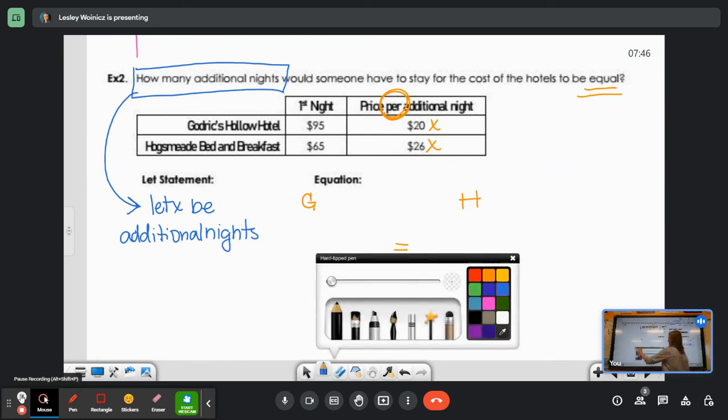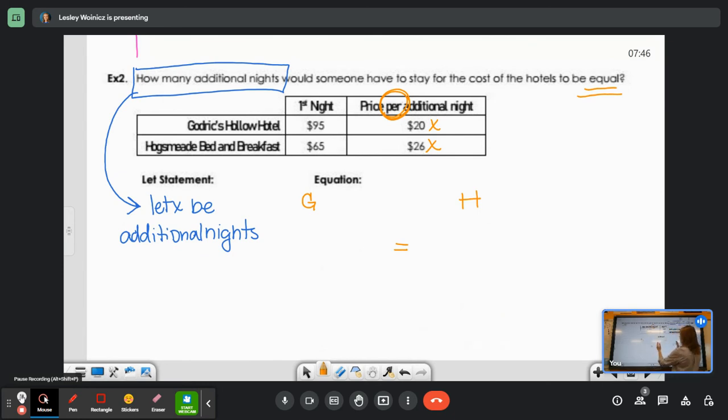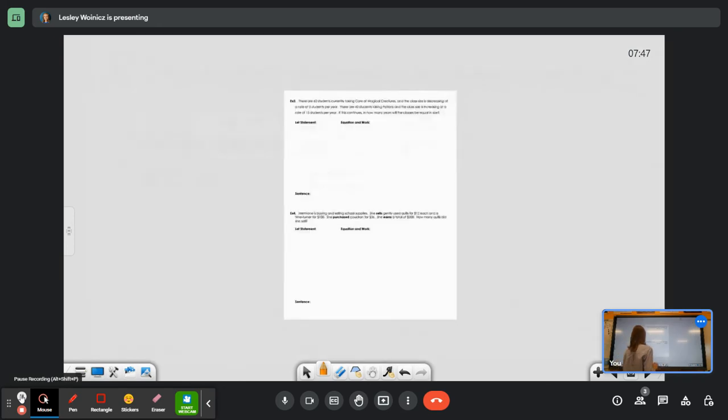Okay, now we can finish writing the equation. So for Godric's Hollow, it's going to be $95 for our first night and then $20 more for each additional night. Okay, for Hogsmeade, it's $65 for the first night plus $26 for each additional night. Okay, that's our setup. Okay, that's it. Next.